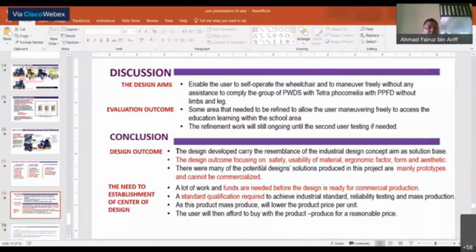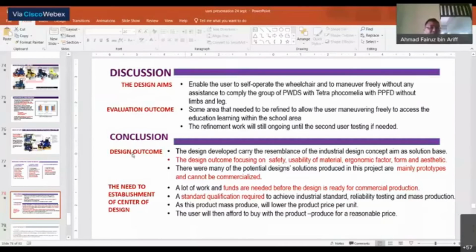Okay, discussion. The aim is to enable the user to self-operate. Evaluation outcome. Some areas need to be refined to allow the user to maneuver freely. Okay, to assess the education learning within the school area, and then the refinement work will still be ongoing, until the next testing.